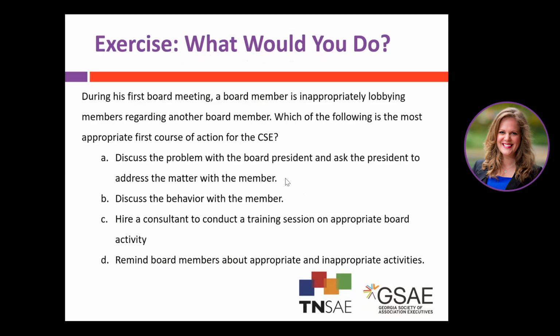Okay, next question is, during his first board meeting, a board member is inappropriately lobbying members regarding another board member. Which of the following is the most appropriate first course of action for the chief staff executive? A, discuss the problem with the board president and ask the president to address the matter with the member. B, discuss the behavior with the member. C, hire a consultant to conduct a training session on appropriate board activity. D, remind board members about appropriate and inappropriate activities.